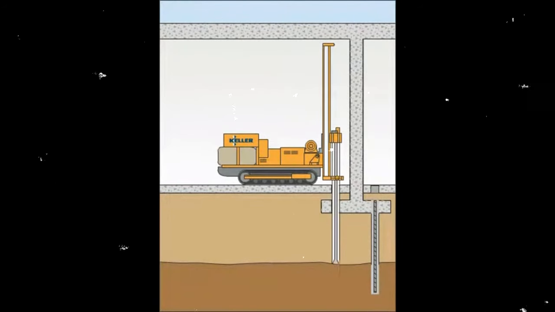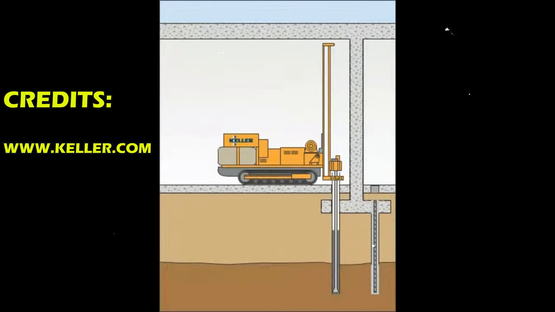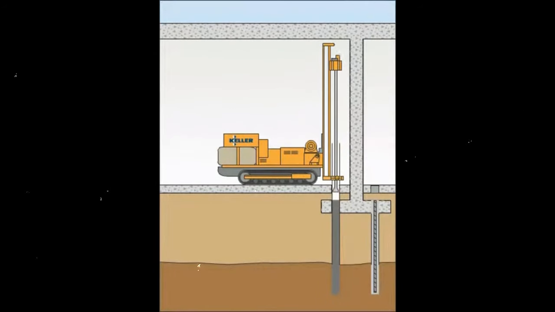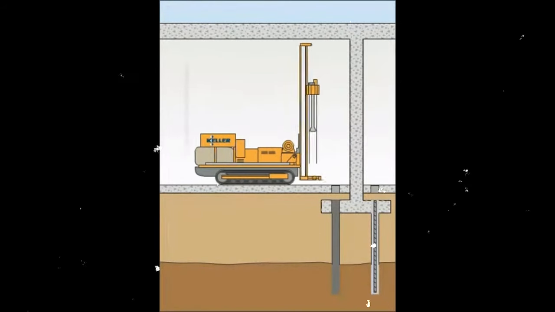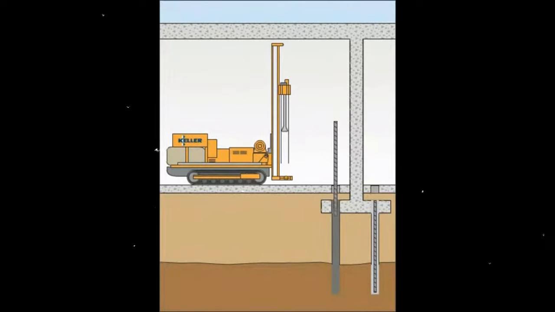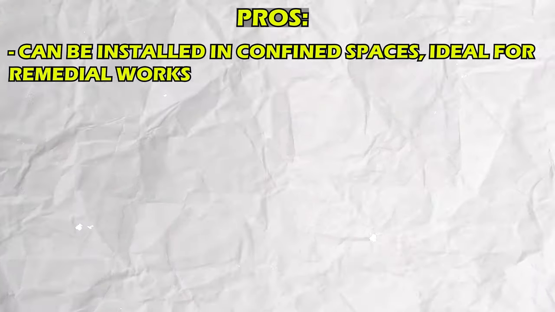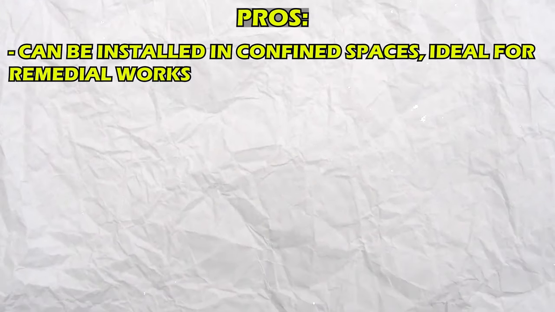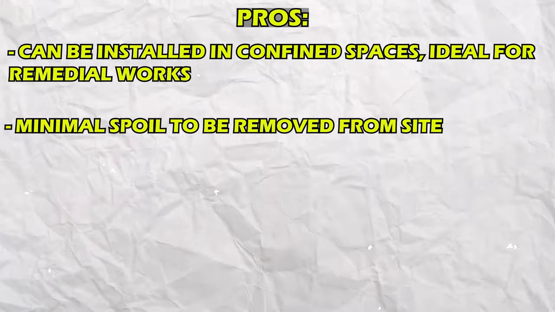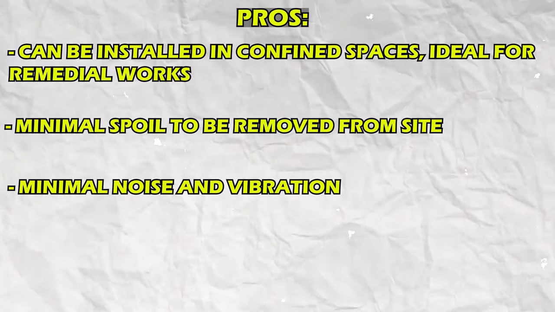Initially, a steel casing is pressed into the soil to the required depth, and a flushing method removes soil by introducing pressurized water. Concrete is then placed using the tremie method, with the steel casing simultaneously extracted. Following this, a single centralized bar is typically plunged into the wet concrete. Pros: can be installed in confined spaces, which makes them ideal for remedial works. Minimal spoil to be removed from site, minimal noise and vibration. Cons: not suitable for large loads.